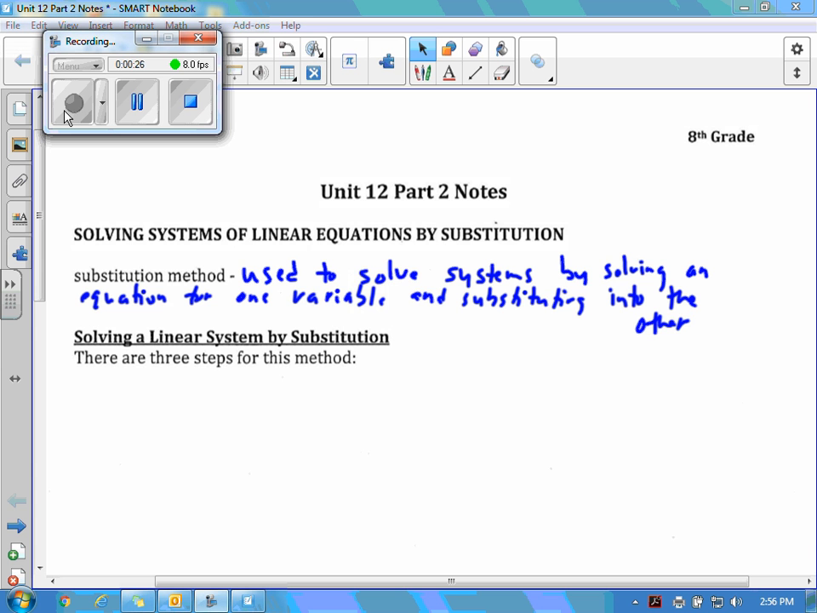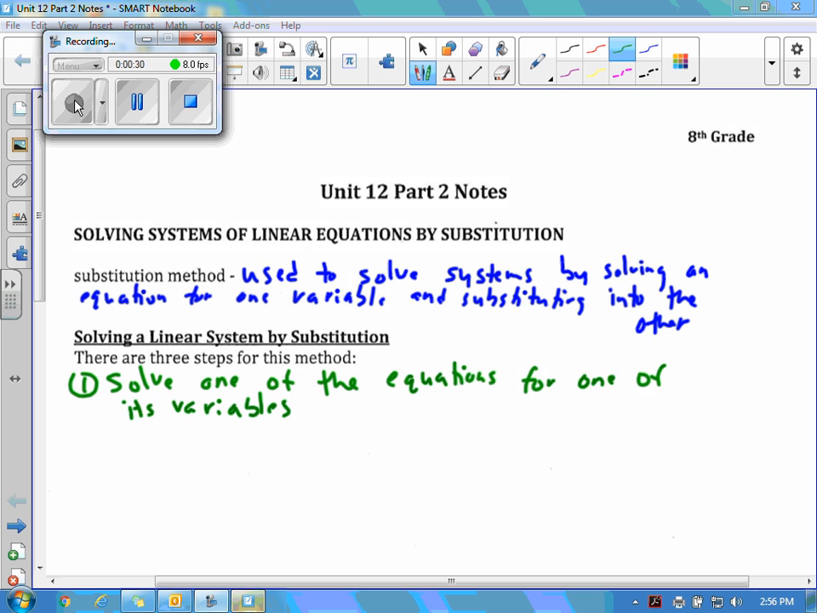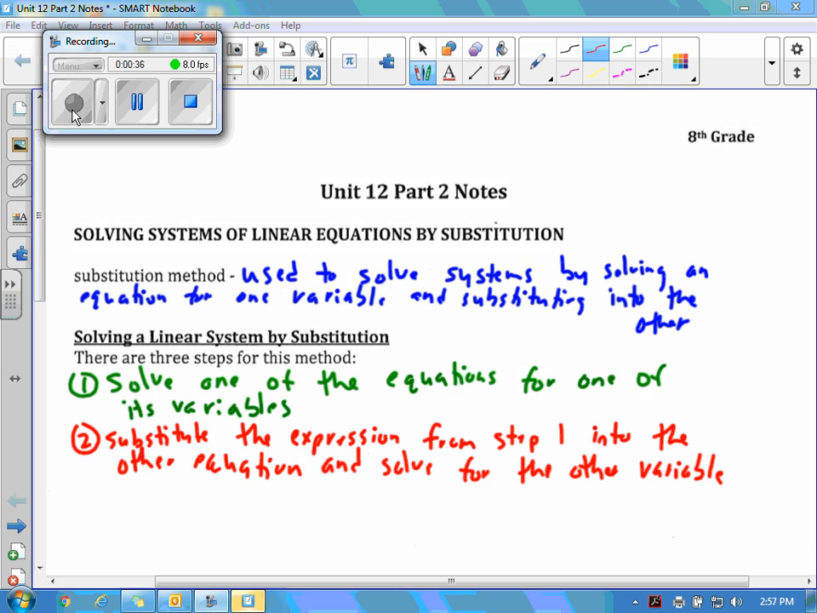So there's three steps that you're going to follow for this. The first step is to solve one of the equations for one of the variables. And I'll walk you through this on the examples. Once we've solved one of the equations for one variable, the second step is to substitute that expression into the other equation and solve for the other variable. For instance, you'll solve one equation for y, and then you'll plug it into the y of the second one and solve for x.